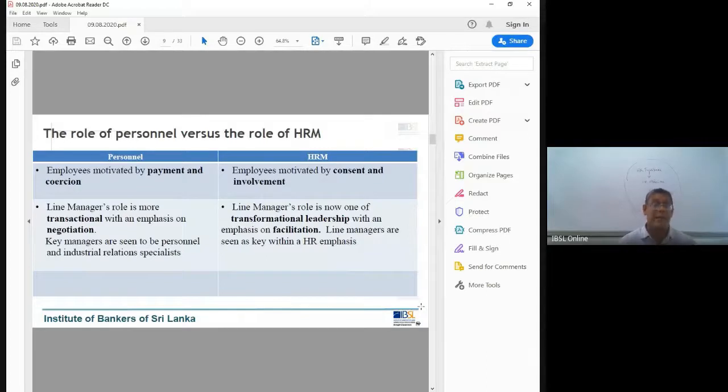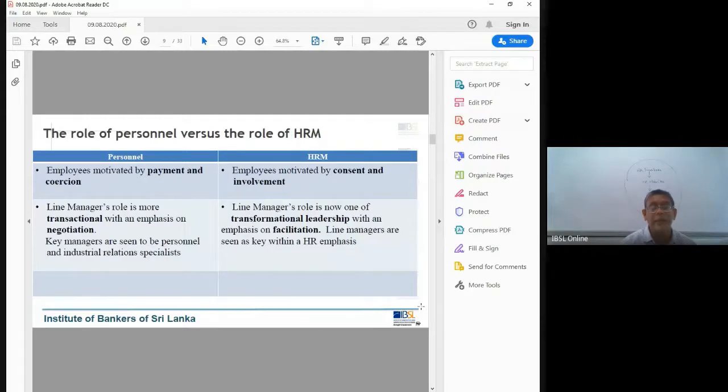But in HRM, employees are motivated by consent and involvement. So that is how they are trying to improve employee motivation.